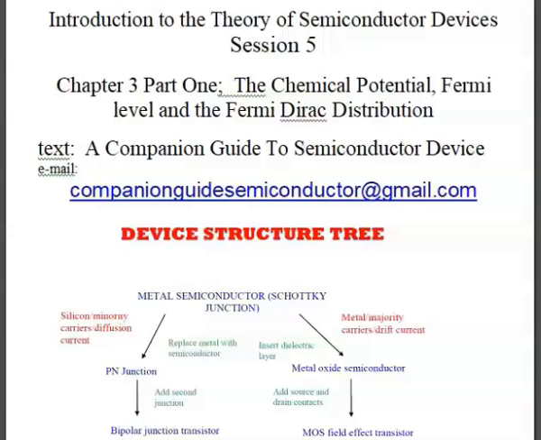Hello and welcome to session number 5. In this session we're going to try to figure out how to change the properties of a semiconductor material. Specifically, how many mobile electrons are in the conduction band.